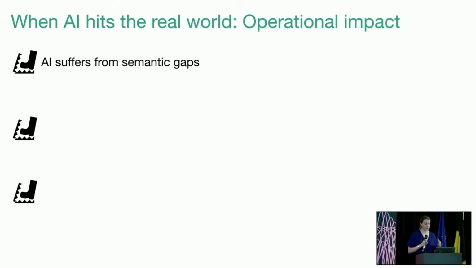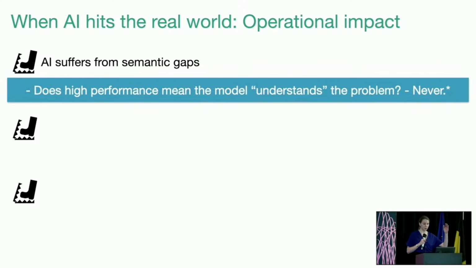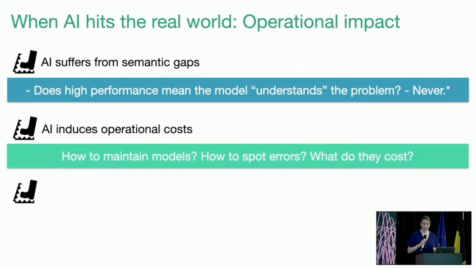We discussed that AI suffers from semantic gaps. If AI is highly performant, it doesn't necessarily mean it understands the problem. AI also introduces operational costs. If before a human performed a certain task, it's much easier to understand why a human made a mistake. But if AI makes mistakes, how can we maintain such systems? How can we spot those errors? How much does it cost us to spot those errors and to correct them?